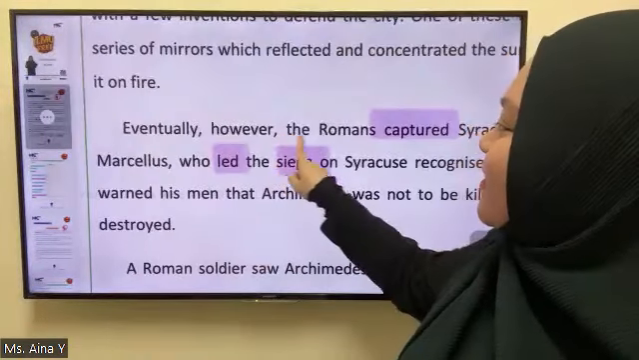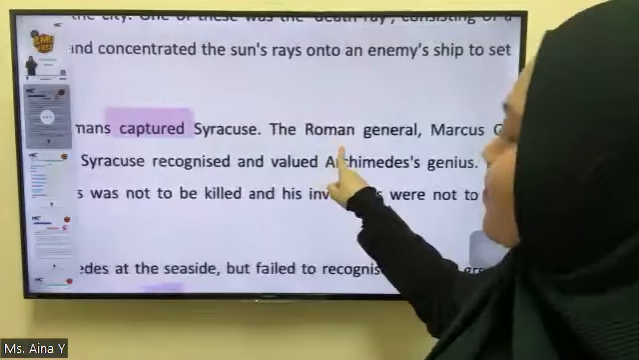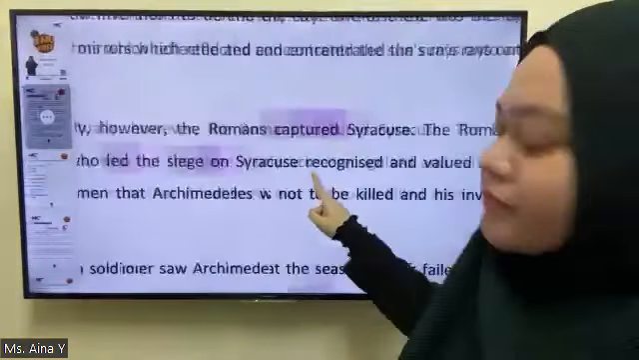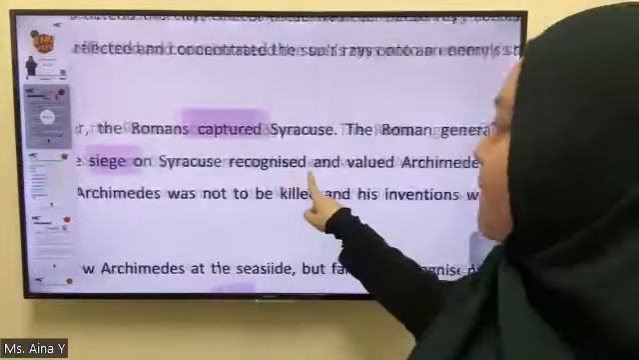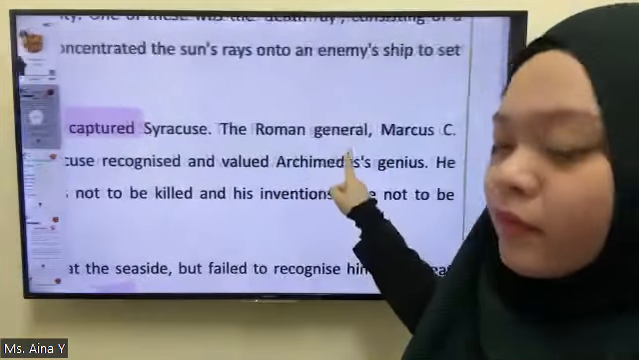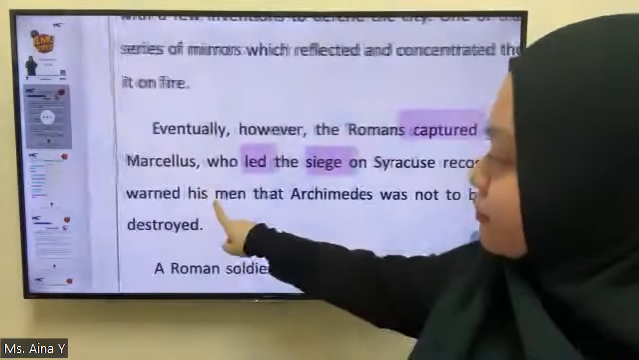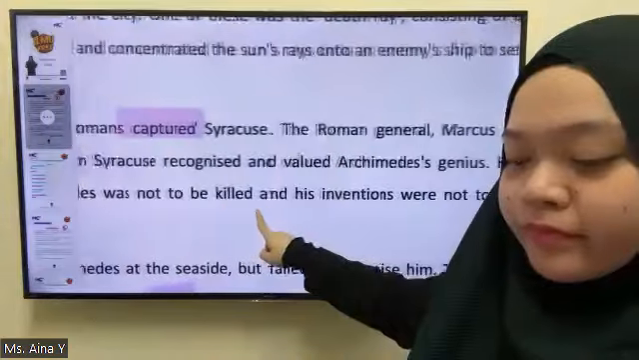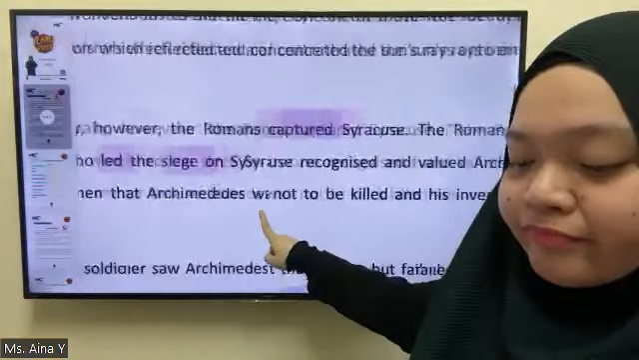Eventually, however, the Romans captured Syracuse. The Roman general Marcus Marcellus, who led the siege on Syracuse, recognized and valued Archimedes' genius. He warned his men that Archimedes was not to be killed and his inventions were not to be destroyed.